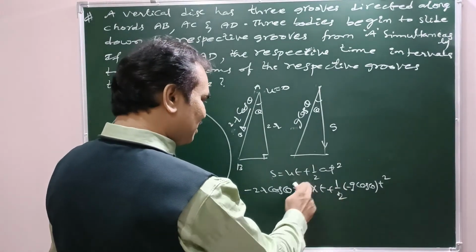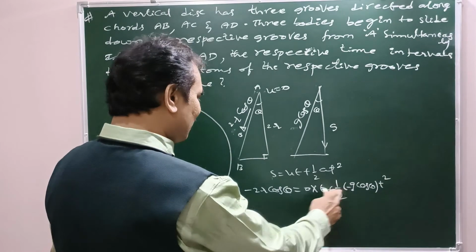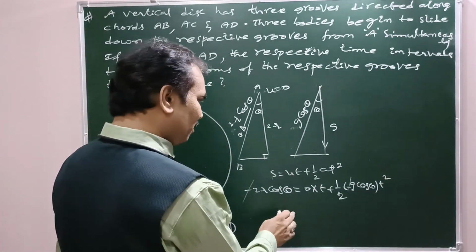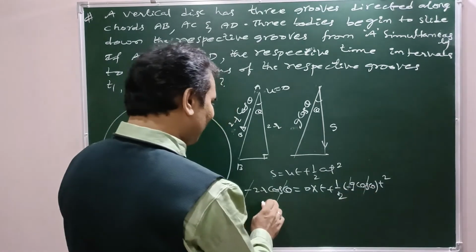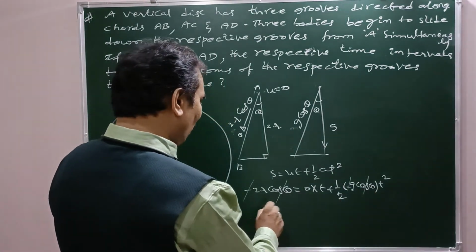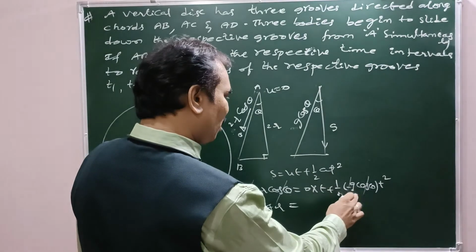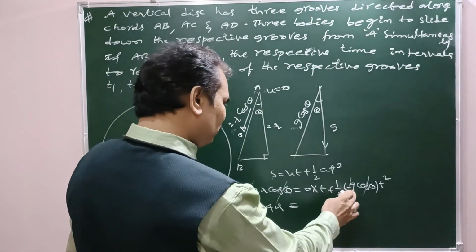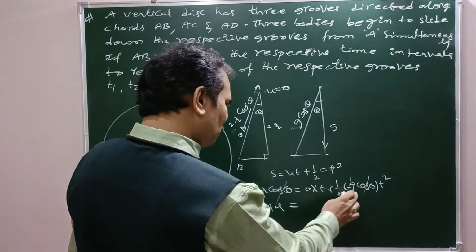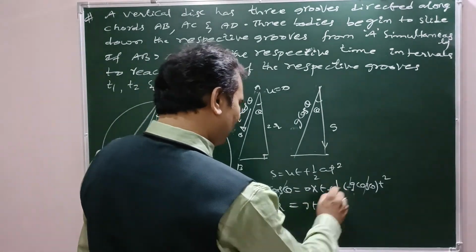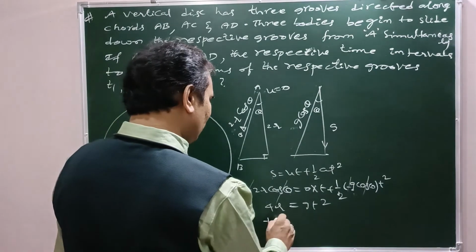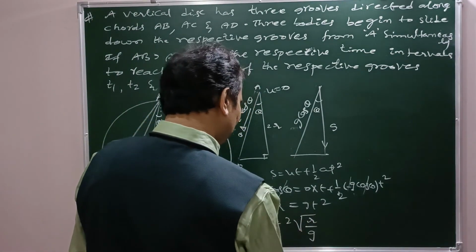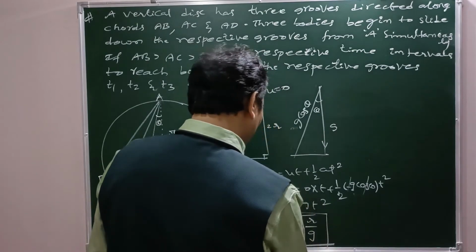Plus or minus minus. Here it is 0. Plus or minus minus, here also minus. Both negatives cancel, and cos theta also cancels. We are left with 2R equal to g t square. That is t equal to 2 root R by g. This is the relation.